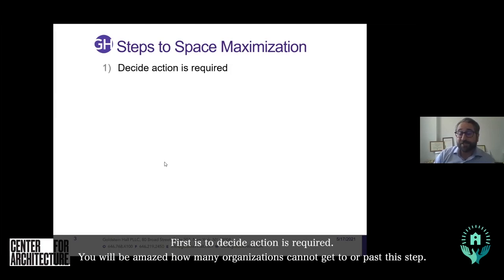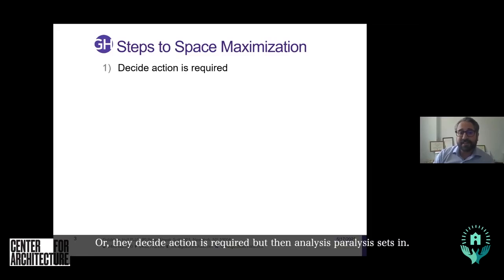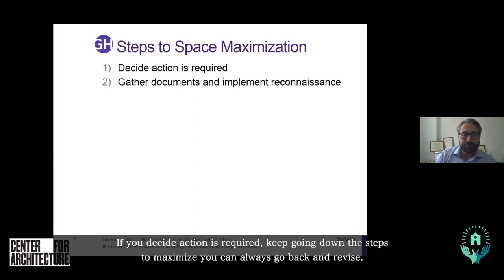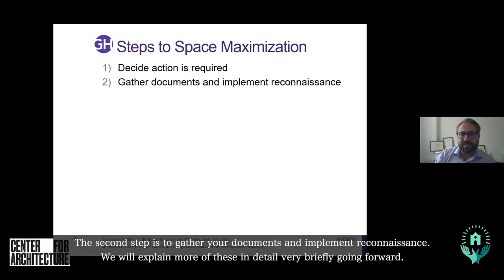The first is to decide action is required. You would be amazed how many organizations cannot get to or past this step, or they decide action is required, but then paralysis sets in, analysis paralysis, as it were. But keep going down. If you decide action is required, keep going down the steps to maximize. You can always go back and revise. So the second step is to gather your documents and implement reconnaissance. We'll explain all these in more detail very briefly going forward.